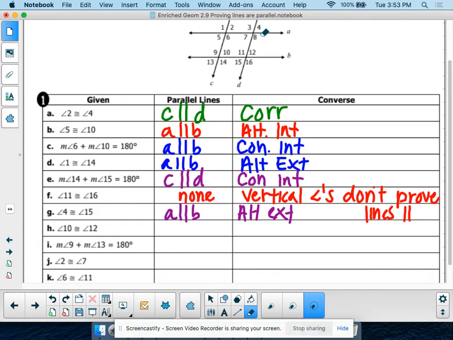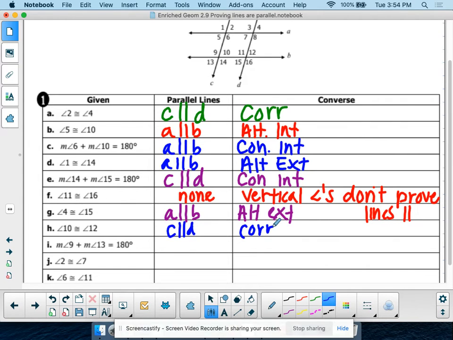Did you pause it? I hope you did. I really hope you tried these on your own. Nothing would make my heart happier than you trying these on your own. For H, you should have had C parallel to D because those are corresponding.